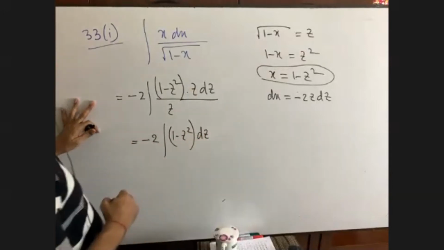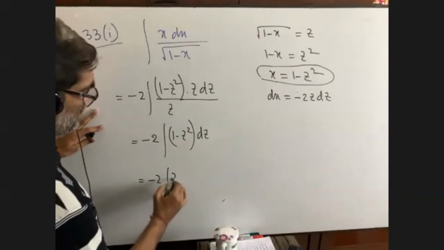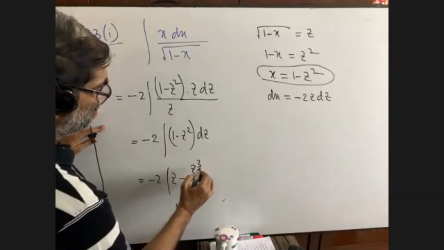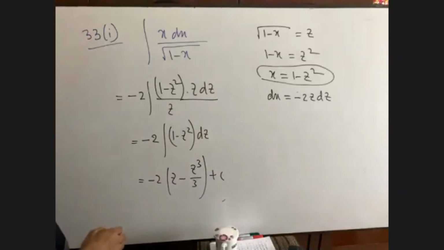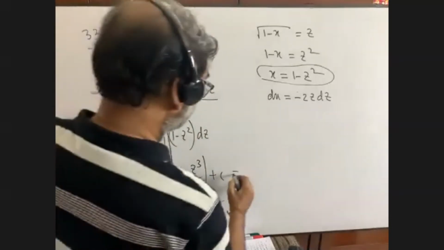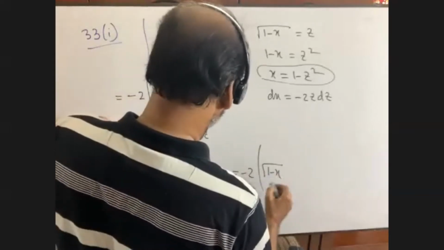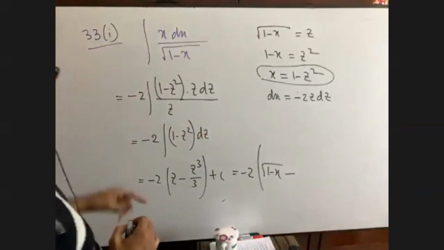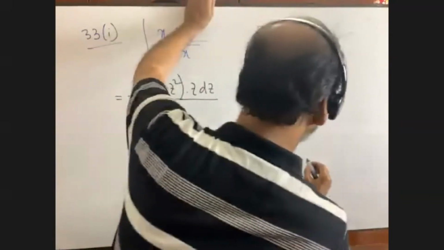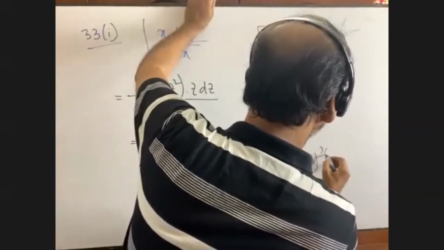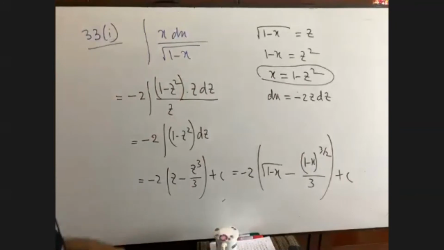Now can you do it? Yes, you can do. Minus 2, 1 means z, this is z cube by 3 plus c. Now put the value of z. Z is root over 1 minus x. That is root over 1 minus x whole to the power 3, that is 1 minus x whole to the power 3 by 2, by 3 plus c. I have just put the value. Let me see the answer.